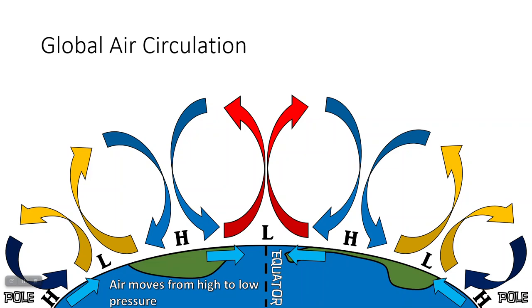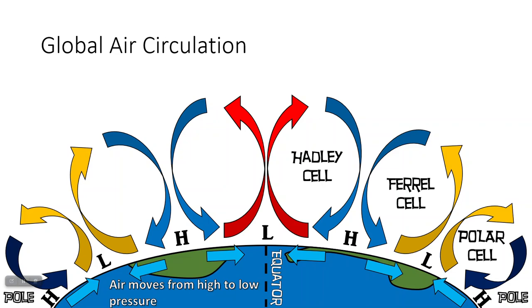These are air circulation cells. And notice, once again, we have air moving from a high pressure area to a low pressure area, forming these wind patterns along the surface. We have names for each of these circulation cells. The one closest to the equator is called a Hadley cell. The one at the mid-latitudes is called a Ferrel cell, and the one near the poles is called a polar cell. You're going to have to just straight up memorize where a Hadley cell and a Ferrel cell are located.